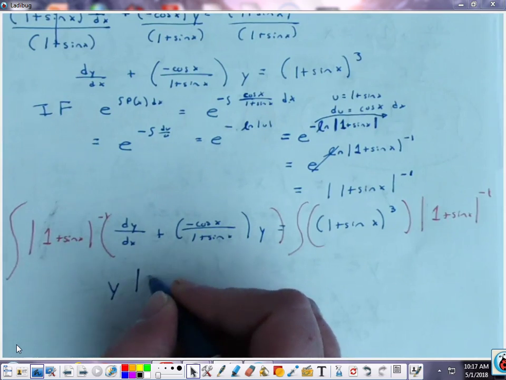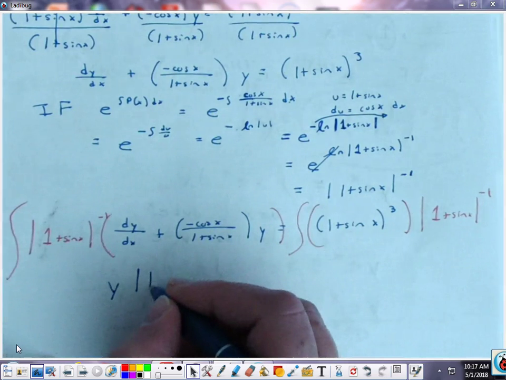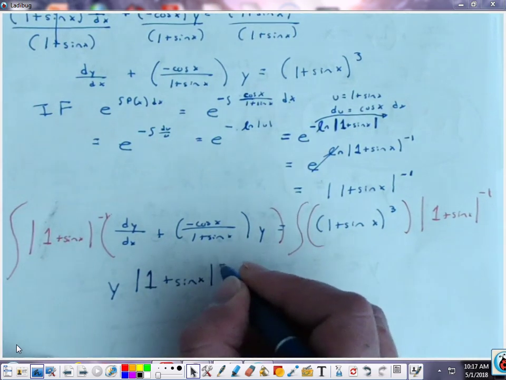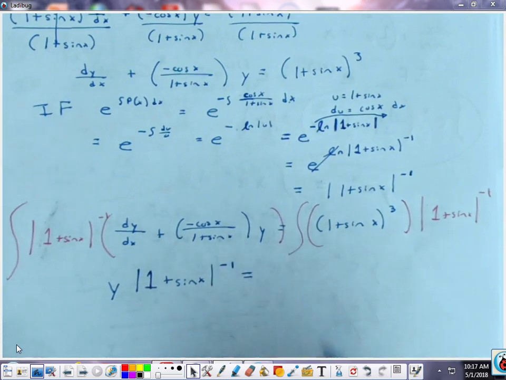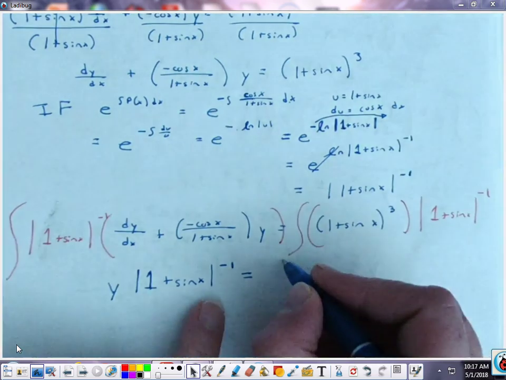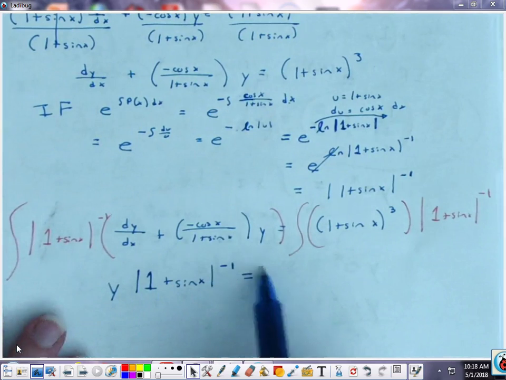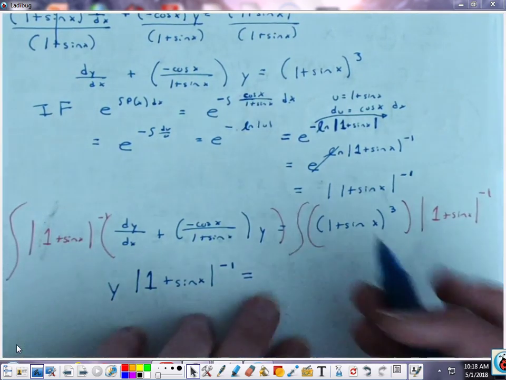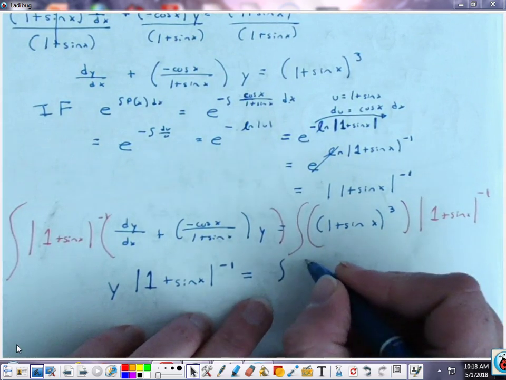the 1 over 1 plus sine x times the integrating factor. Yes, you're right, David, I could put it in the denominator if I wanted to. So do you have to keep the absolute value bars? Didn't you say that briefly? They often drop it, but we're going to see how it goes. So over here, we just know that after I multiply by the integrating factor and integrate, it will get y times the integrating factor. On this side, I have the integral of what?